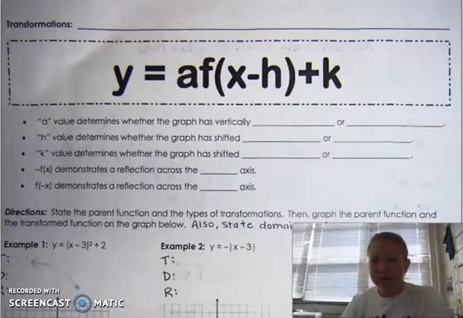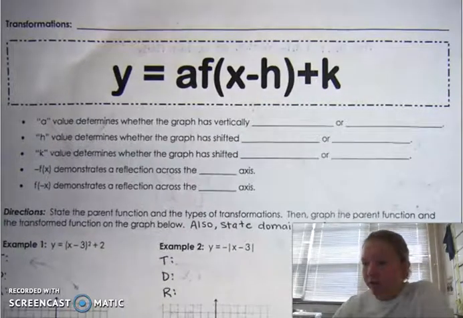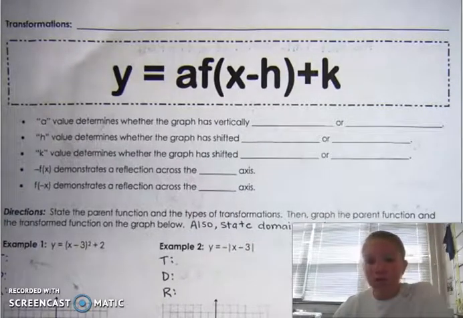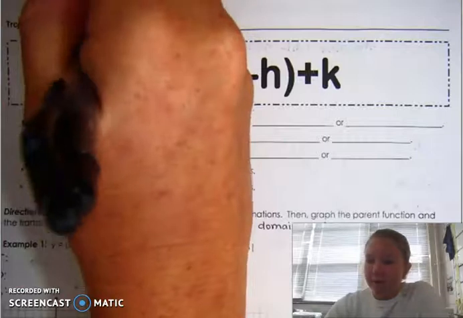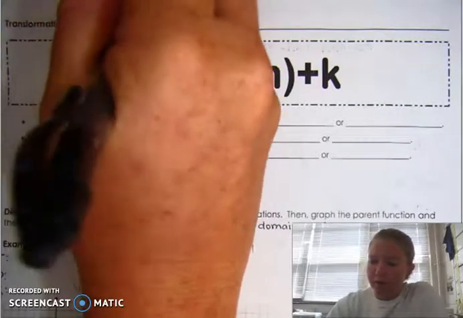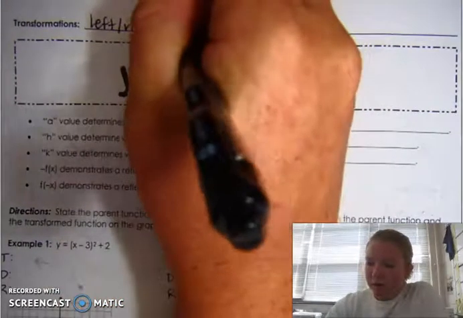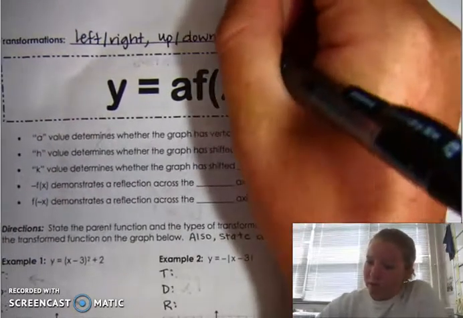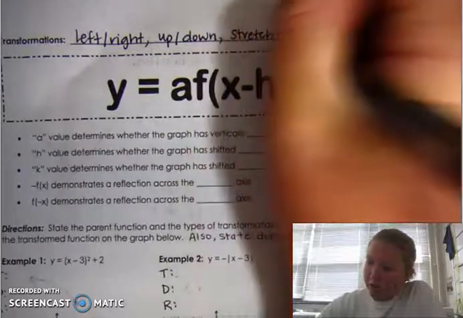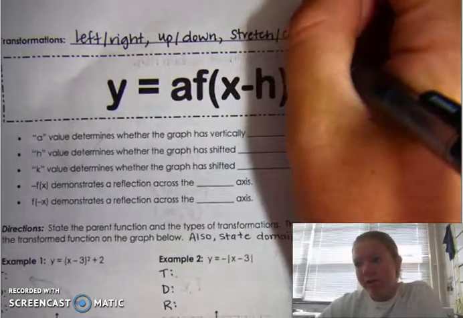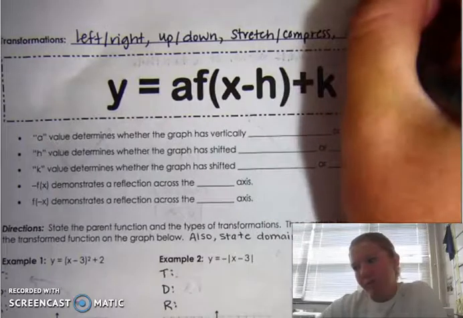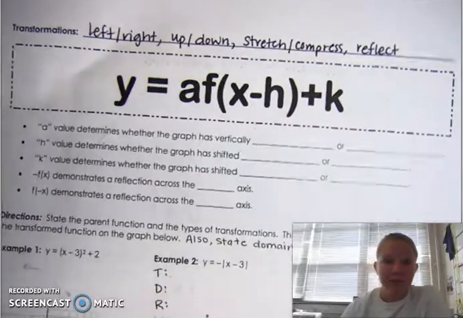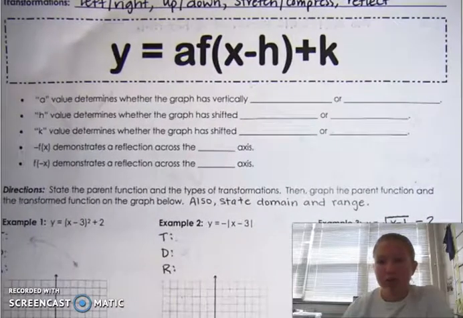Now moving to the second part of the notes, we're going to talk about transformations of parent functions. So a transformation is any shift of your parent function. It could be left, right, up, down, stretch, shrink or stretch compress, or you can reflect. Alright, so now this general setup works for any function.